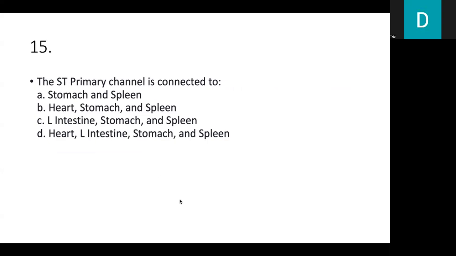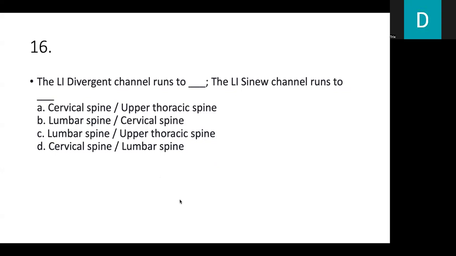Letter A, the stomach and spleen. The LI divergent channel runs to where? And where does the LI sinew channel run to? The LI divergent channel runs to the cervical spine, and the LI sinew channel runs to the upper thoracic spine. Letter A.